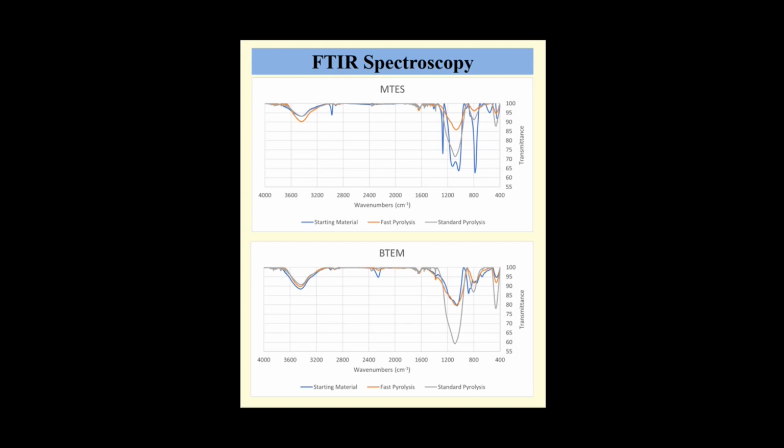The first characterization technique we used was Fourier transform infrared spectroscopy. The starting green material is seen in the blue curve, the fast pyrolyzed sample is seen in the orange curve, and the standard pyrolyzed sample is seen in the gray curve. Here, we don't see much of a difference between the two pyrolysis techniques. The orange and gray curves are similar to one another and both clearly distinct from the blue curves, suggesting that the same general transition from green body to ceramic occurred during both pyrolysis techniques.